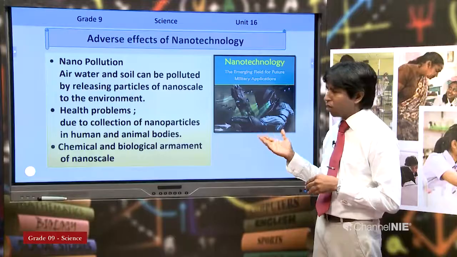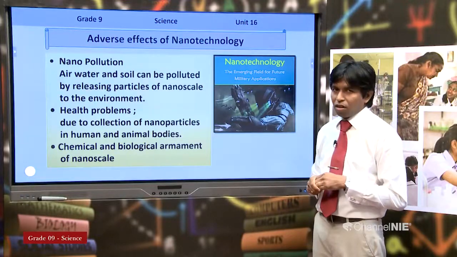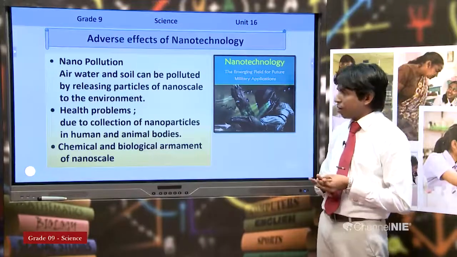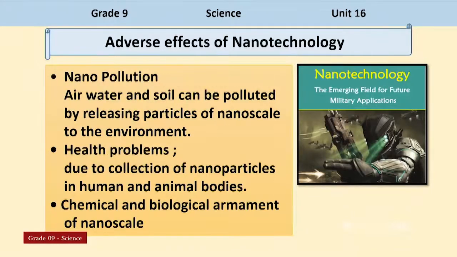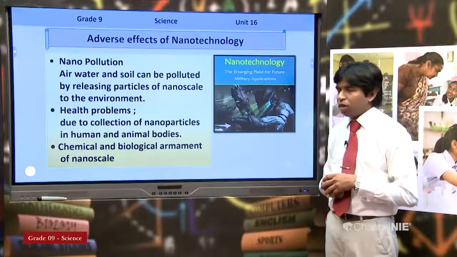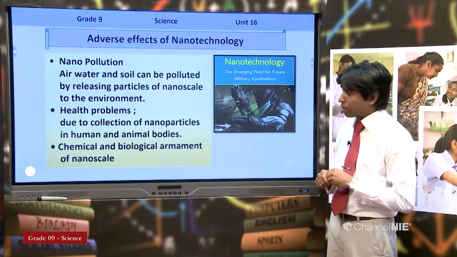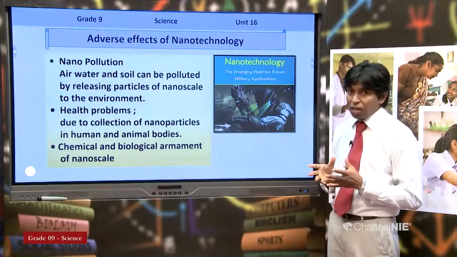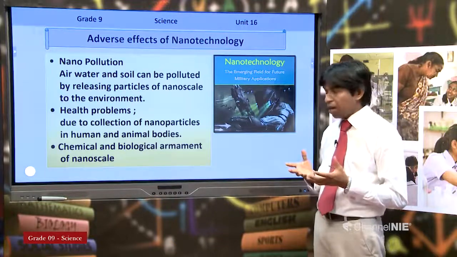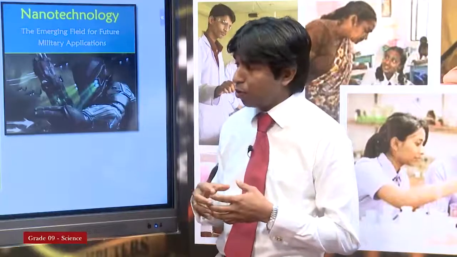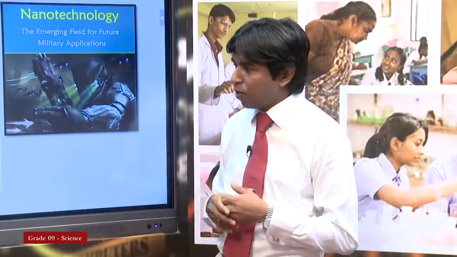Therefore, we have to find the solution also using nanotechnology. For this adverse effect, the solution also has to come from nanotechnology. You can have nanofilters to filter the nanoparticles in air. For example, using a nanofilter you can filter harmful nanomaterials, and you can have nanosensors. Nanosensors can be used to check the pollution level, because nanoparticles are not visible to the naked eye. So, we can't see this pollution by observing with the naked eye. Therefore, you need nanosensors and nanofilters.